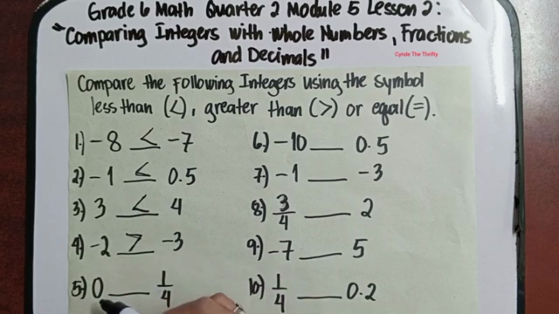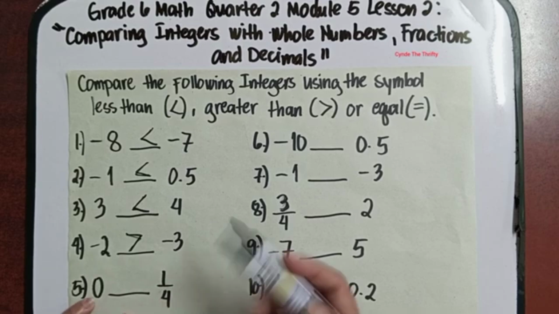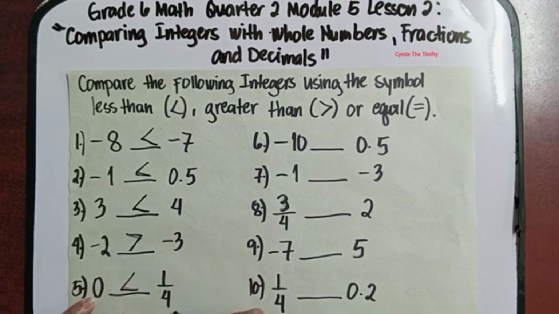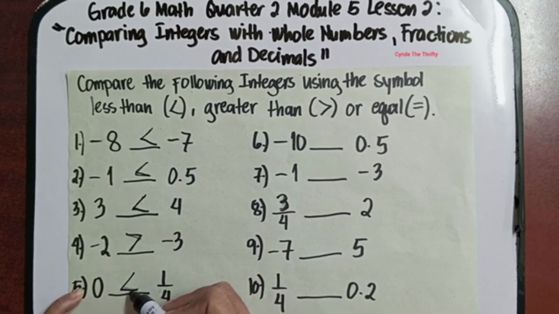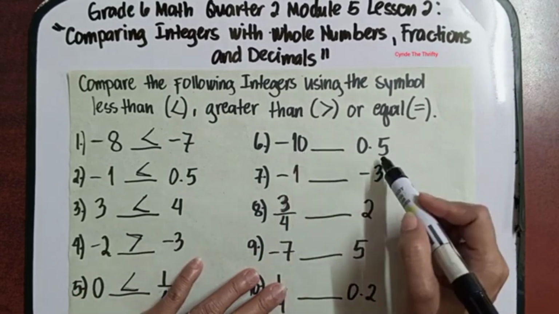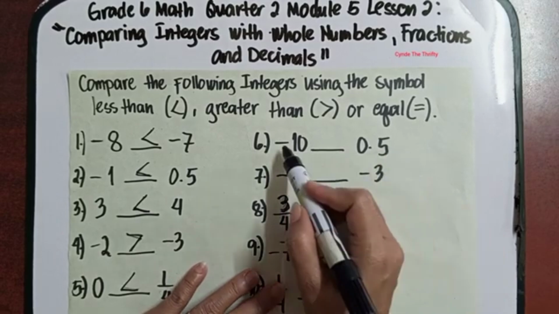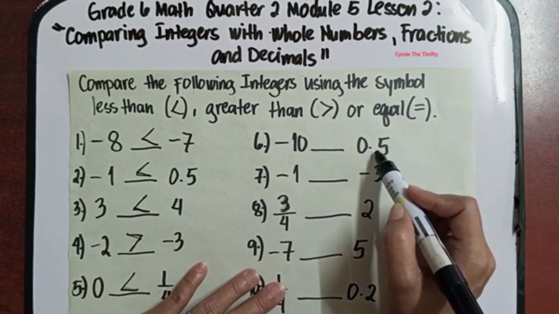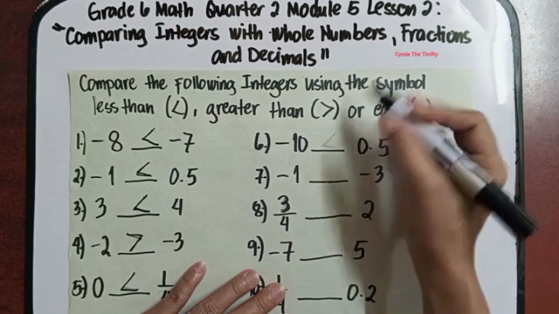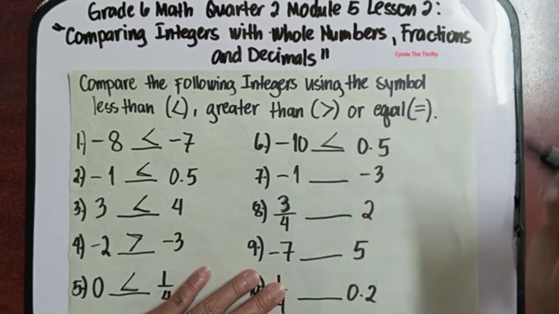And number 5, 0 compared to 1/4. Okay, so what is our answer here? Less than. So 0 has a lesser value than 1/4. The value of 0 is smaller than 1/4. So our answer is less than. Number 6, negative 10 compared to 0.5. Of course, negative and positive, even if this is a decimal, the positive still has a greater value. So our answer is less than. Okay, so all our answers seem to be less than so far.